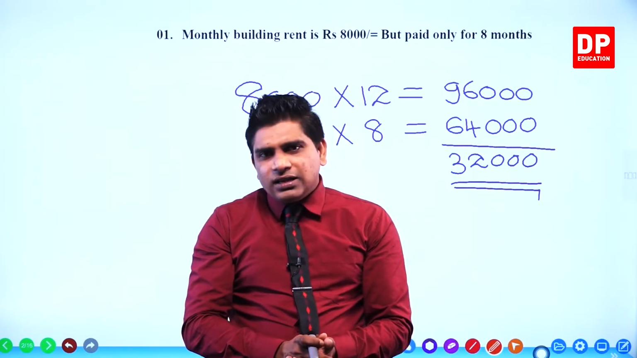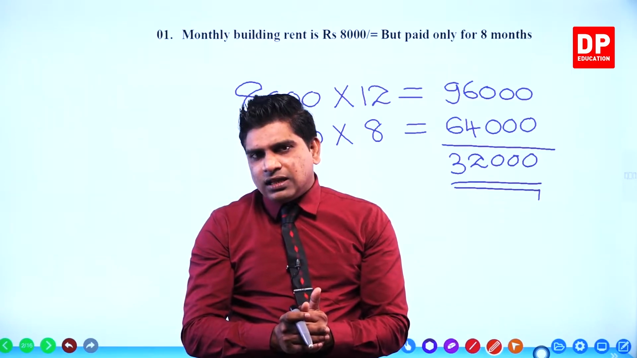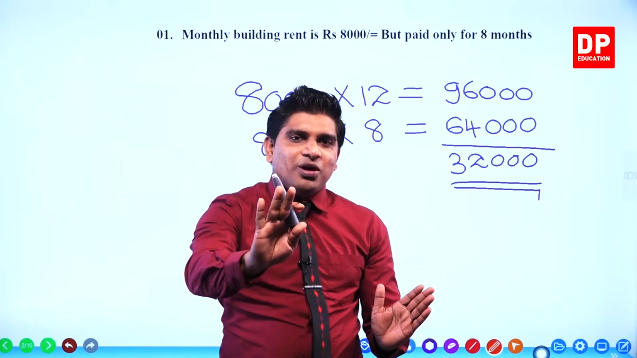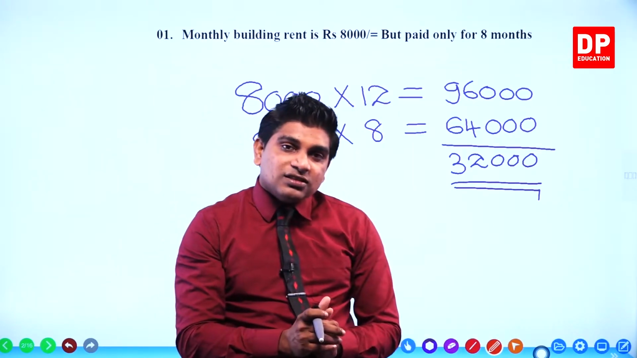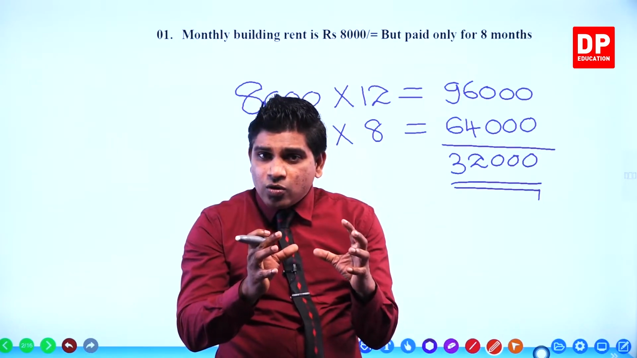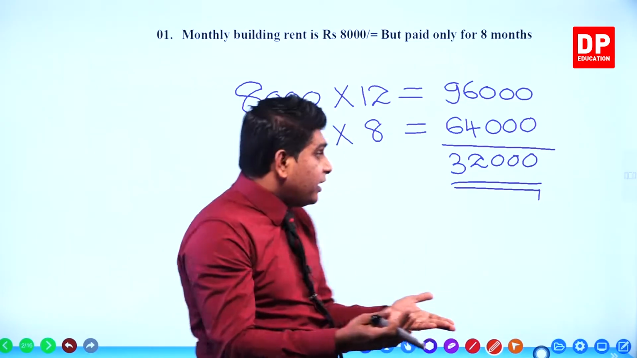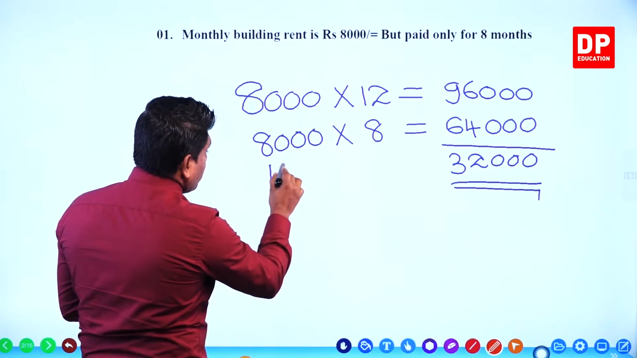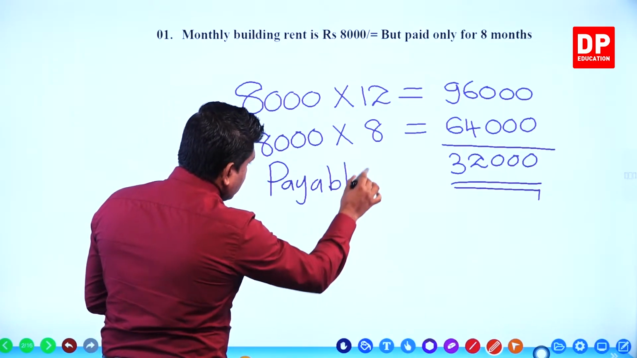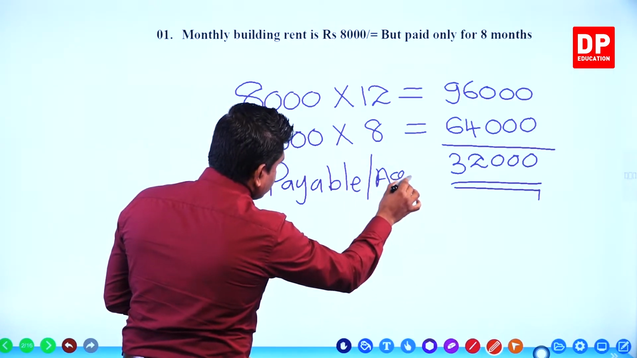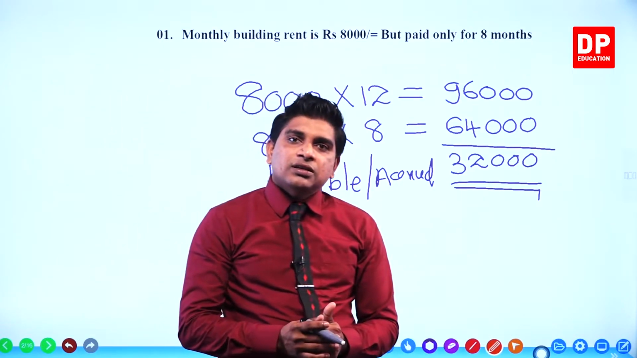64,000. But can you record only 64,000 in the profit and loss statement? No. Annual expense how much? The total expense for the year, 96,000. We have to record now this other 32,000 building rent payable, we call that payable, right? Accrued, payable, accrued, same thing.